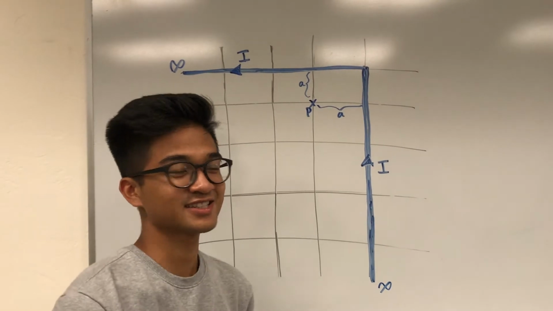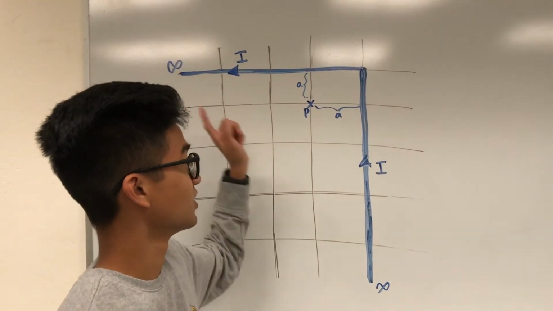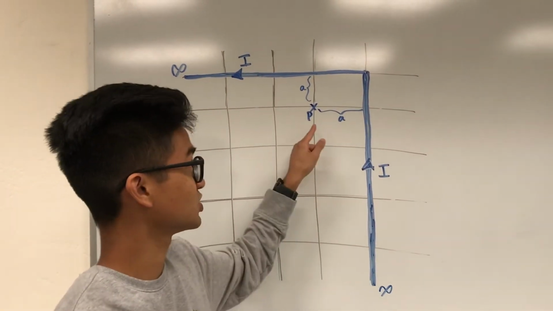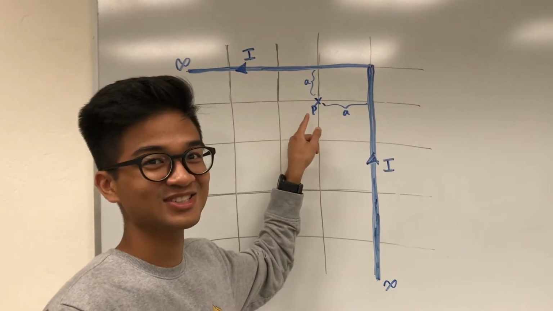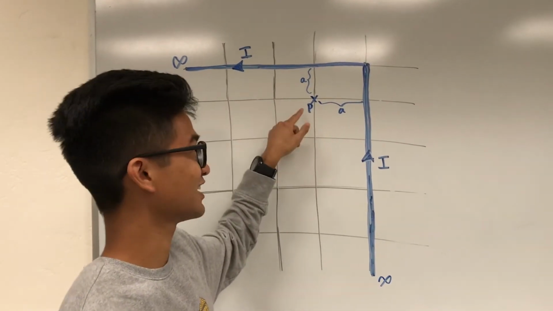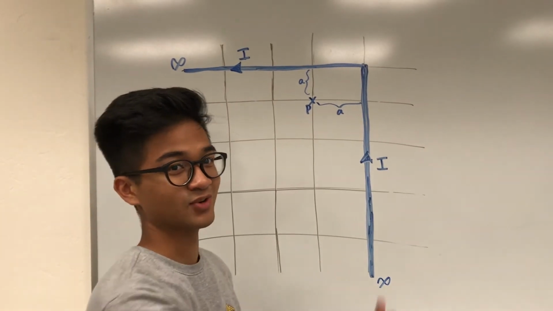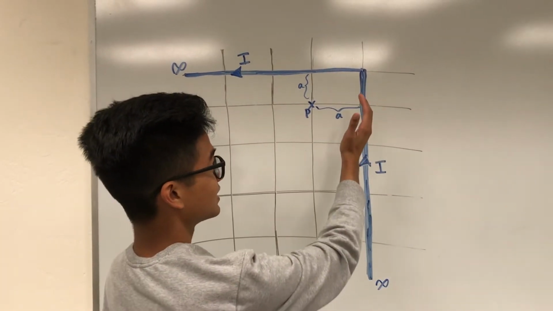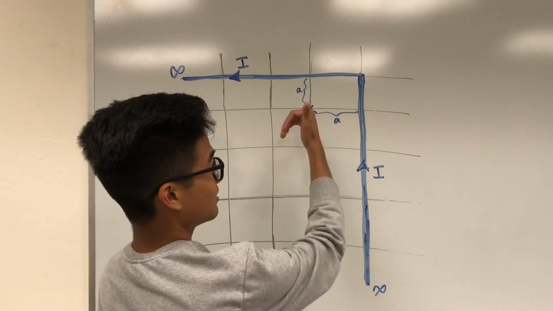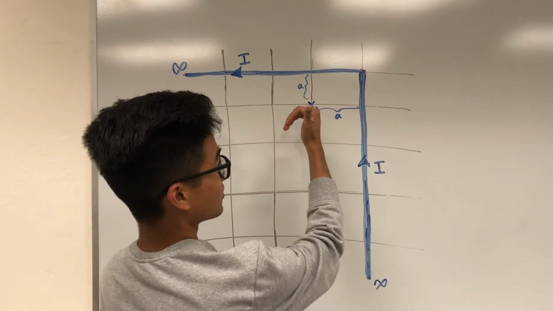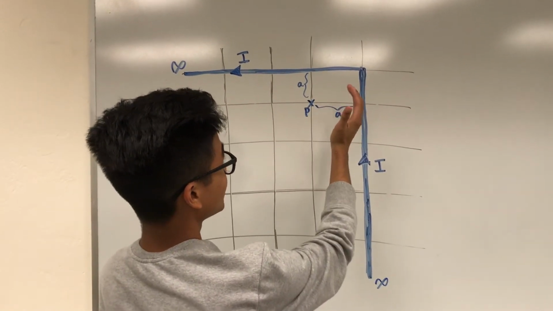Given a current I that extends from one infinity to another, we have to find the direction and magnitude of the magnetic field at point P, which is a away from the current. Using the right-hand rule, we see that the magnetic field at point P is directed out of the board when you sweep your fingers along the direction of the current.